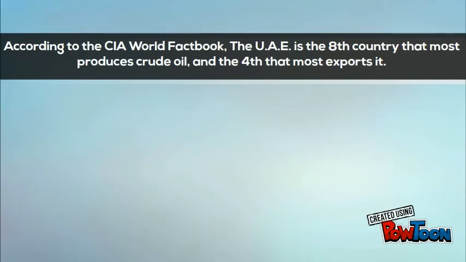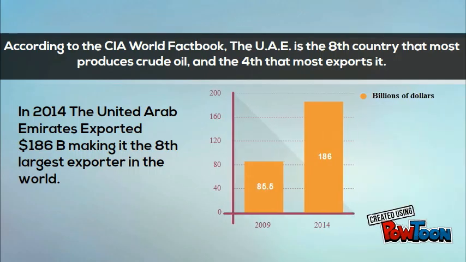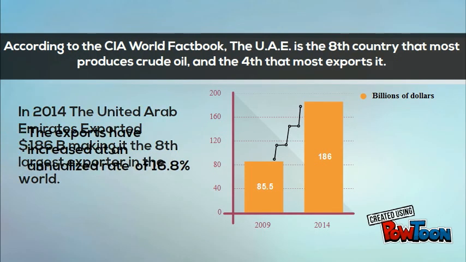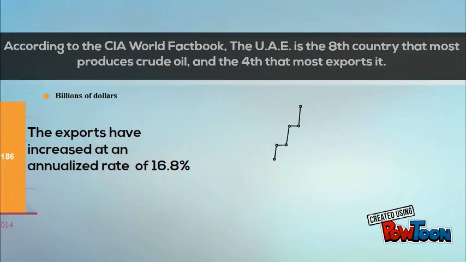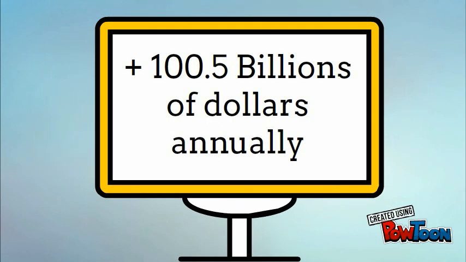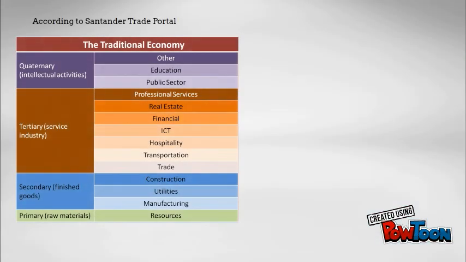In 2014, the United Arab Emirates exported $186 billion, making it the 8th largest exporter in the world. The exports between 2009 and 2014 have increased at an annualized rate of 16.8%, which means they increased their profit $100.5 billion annually. First, we will talk about the primary sector, which is agriculture.